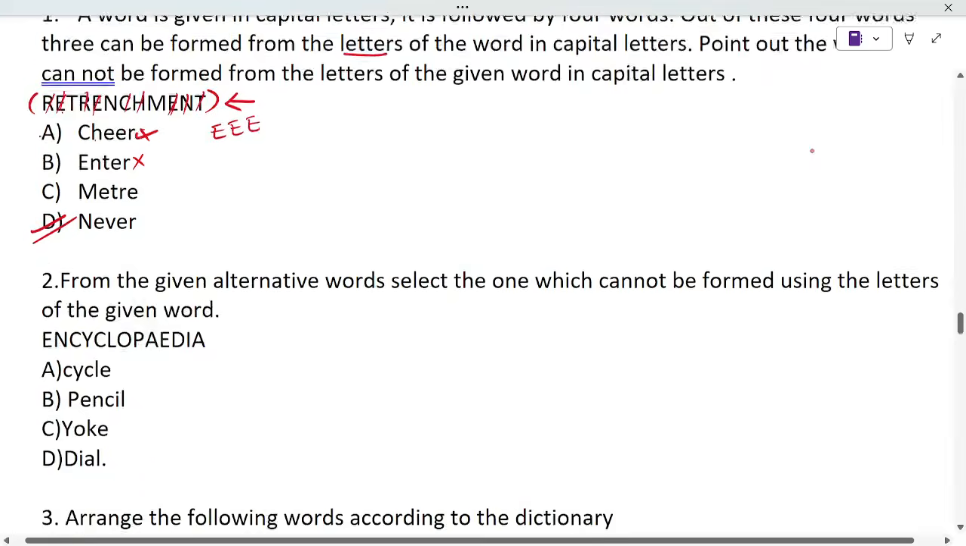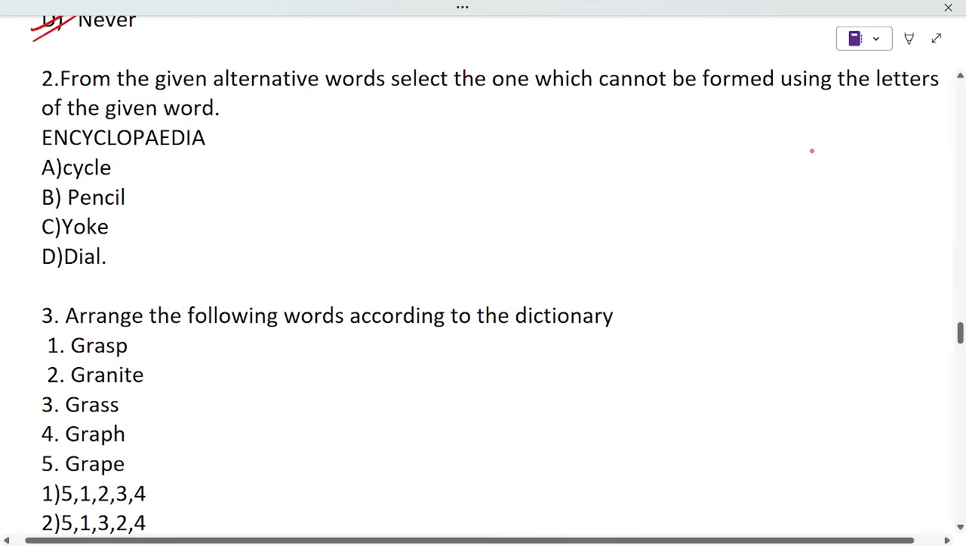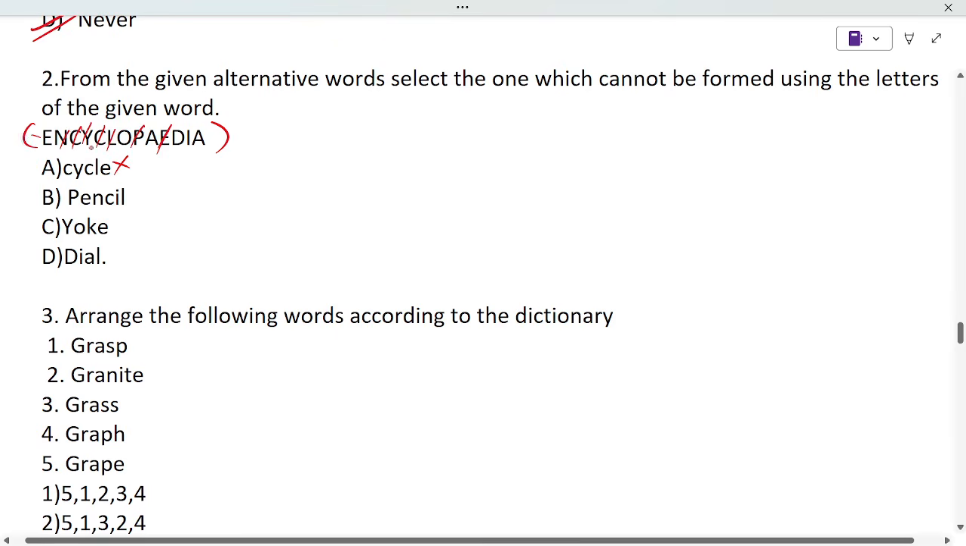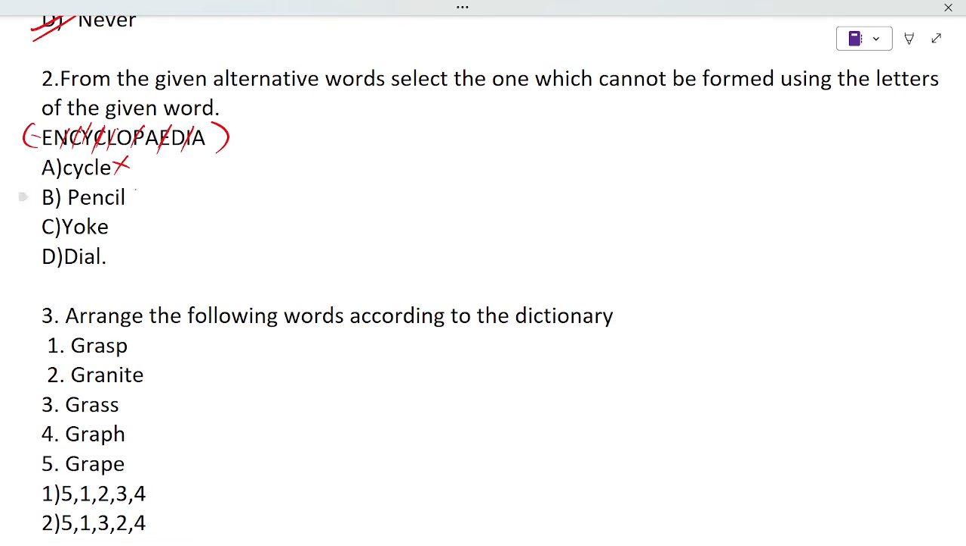Next one though, from the given alternate words, select the one which cannot be the same. So here the word is this one. Cycle: C, Y, C, L, E. So not this one. Pencil: P, E, N, C, I, L. So not even this one. Yoke: here K is the letter, it will be the odd one. So C will be the answer.